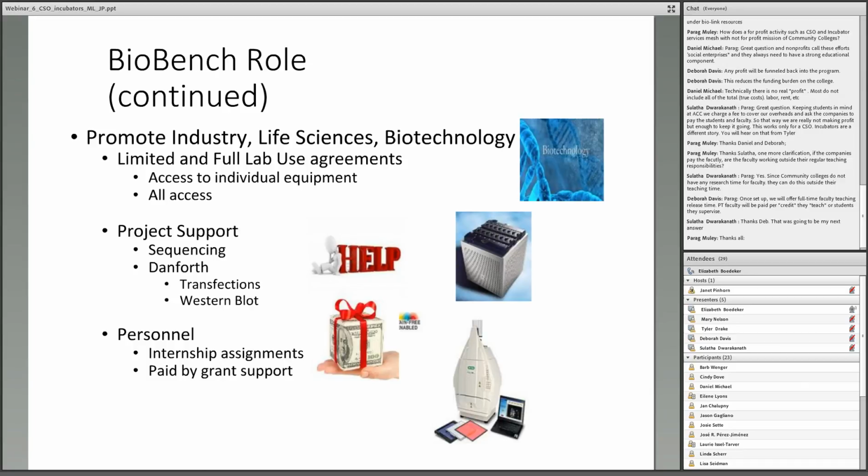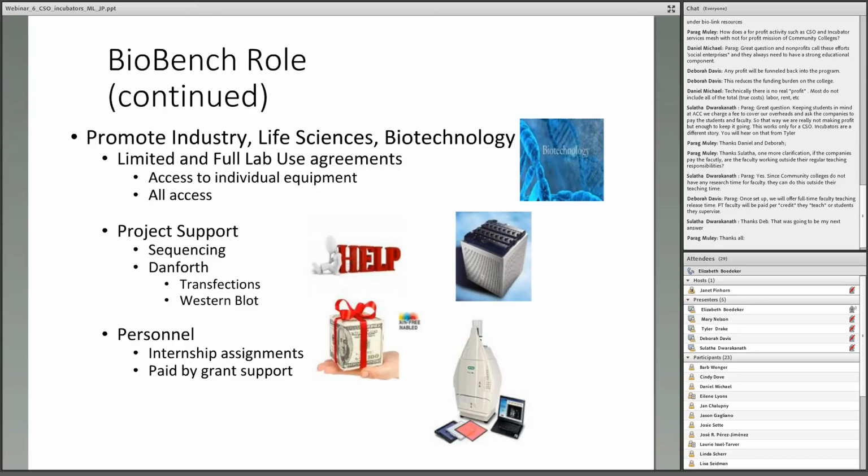And then encompassed in this BioBench role is a lot of the internships. All of the internship assignments for our biotechnology program come through me. Right now, these are paid interns that are actually supported by the Mosen Foundation, and they have given us a very, very nice grant to help support our biotechnology interns during their internship and workplace learning opportunities.